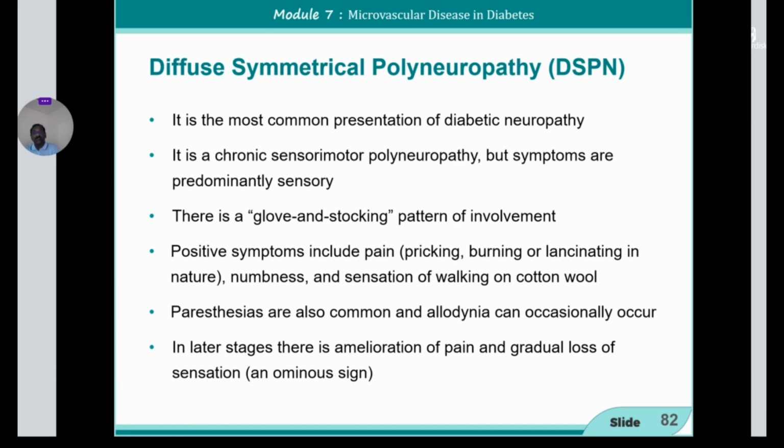So paresthesias are also common and allodynia can occasionally occur. In later stages, there is amelioration of the pain and gradual loss of the sensations. So this is the bad. Once they have the loss of the sensations, they are more prone to injuries. Even a trivial injury they may not notice, and that will turn into a diabetic foot ulcer and finally amputation also. So this is the diffuse symmetrical polyneuropathy that presents in most of the diabetic individuals, the most common presentation of the diabetic neuropathies.